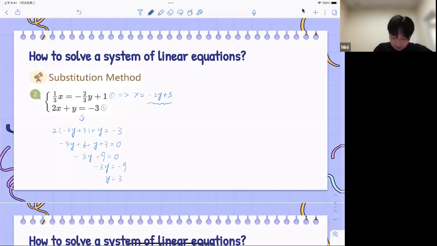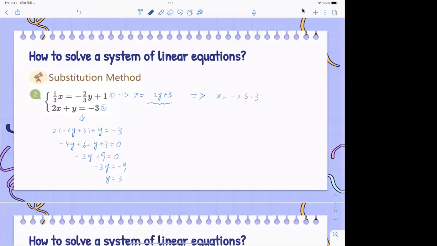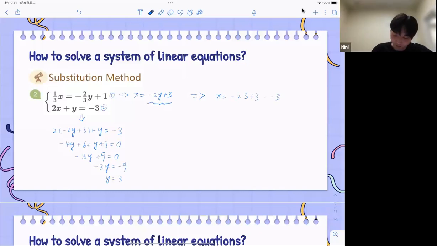Okay, if y is equal to 3, we can finally move to here, which made x be -2 multiplied by 3 plus 3, that is -3. Okay, so what we can write down here is x is equal to -3 and y is equal to 3. Okay, so that is for our substitution method.